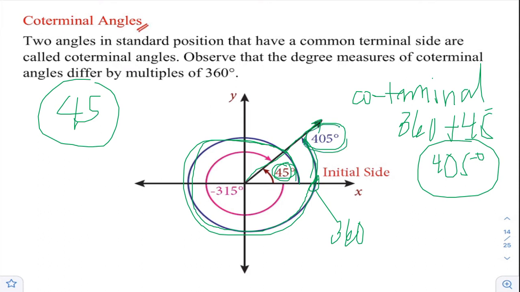Kaya may 405 dito. Ang tawag natin dyan is the positive coterminal. Yan yung unang positive coterminal. So ano ba yung second positive coterminal ng 45? So 405 plus 360. Nandun yung pattern. Just simply add 360. So what is the second coterminal angle of 45? 405 plus 360 is, ilan yan?